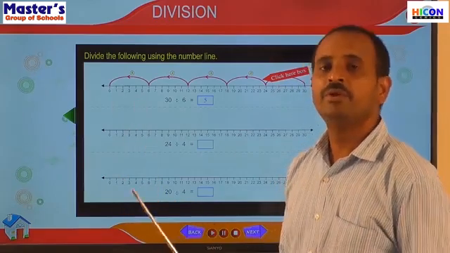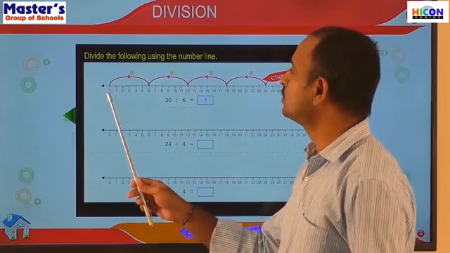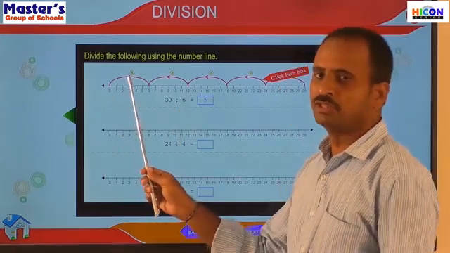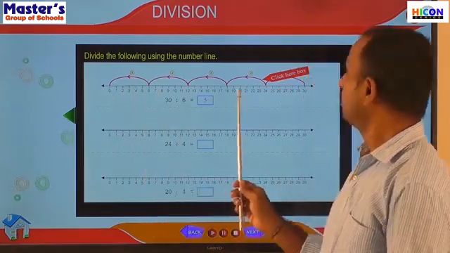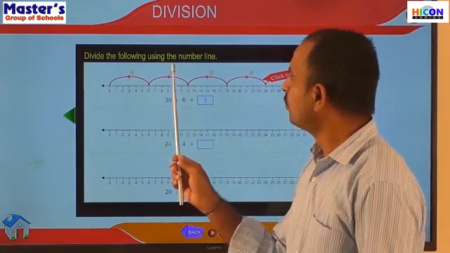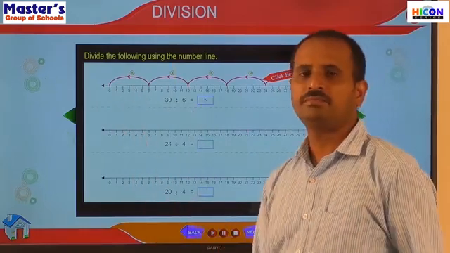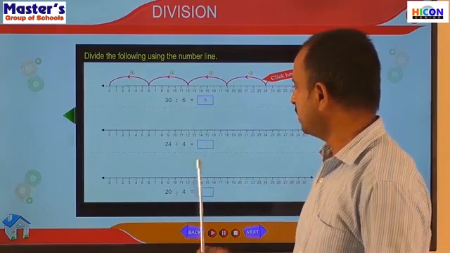So in this way, we have to move in steps until we reach 0. To reach 0, how many steps have we moved? 1, 2, 3, 4, 5. We have moved 5 steps to reach 0. That's why the answer is 5. So let us see the second problem.